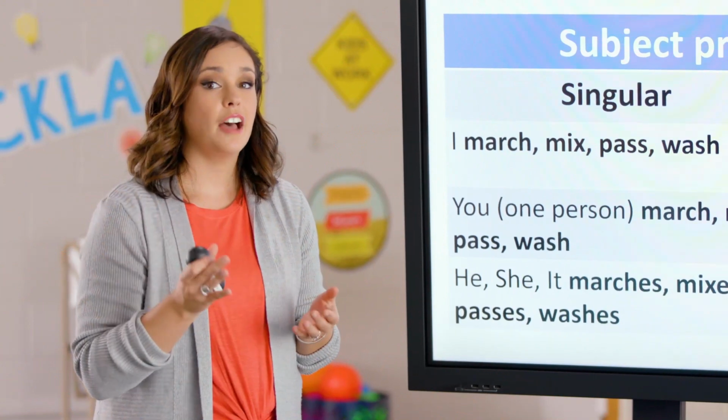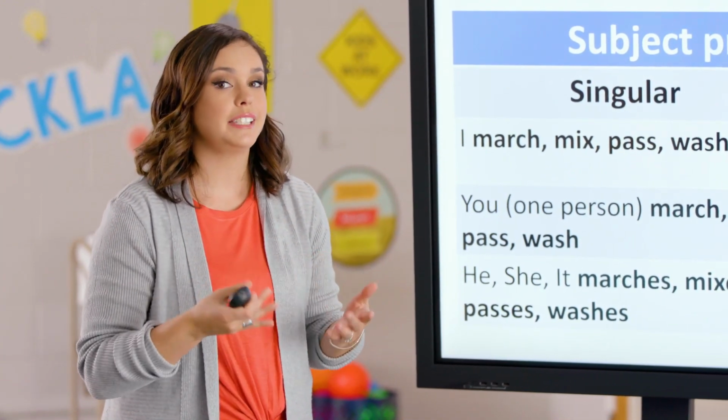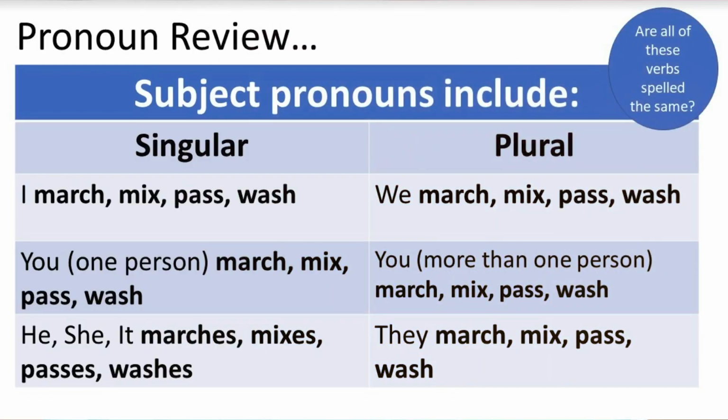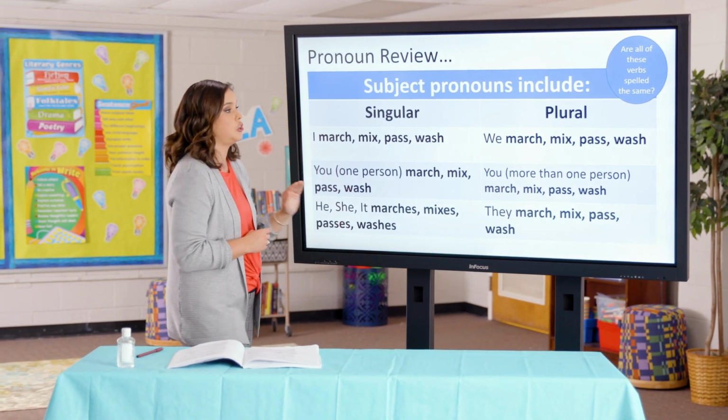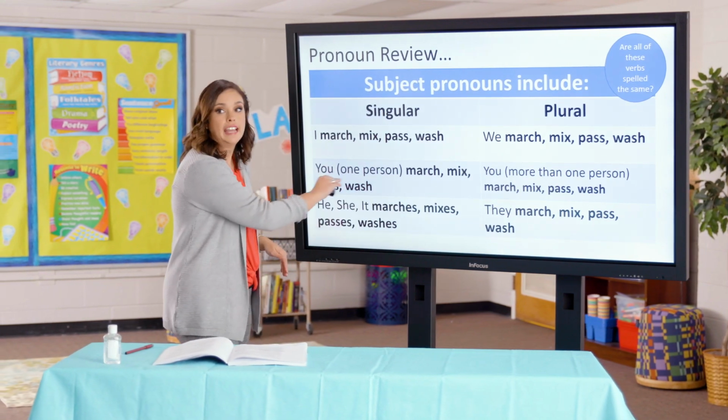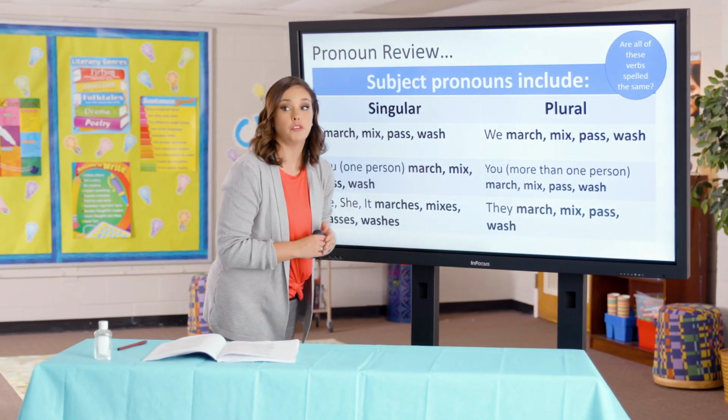Now let's look at some other action verbs to see if the pattern continues. Notice how with our singular pronoun I, we have march, mix, pass, and wash as the action verbs, and they all stay the same. The same is true with the plural pronoun we. Notice how all of the action verbs remain march, mix, pass, and wash. The same is true with our singular you and our plural you. All of the action verbs stay in the same form.